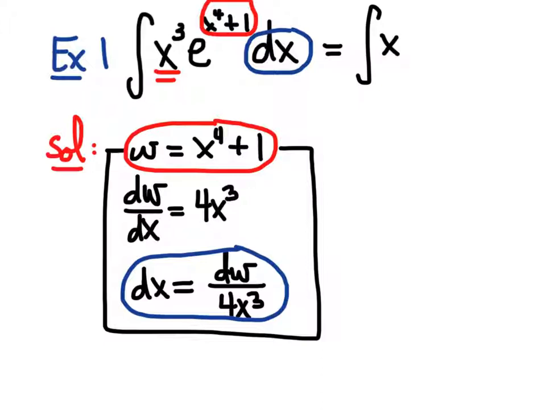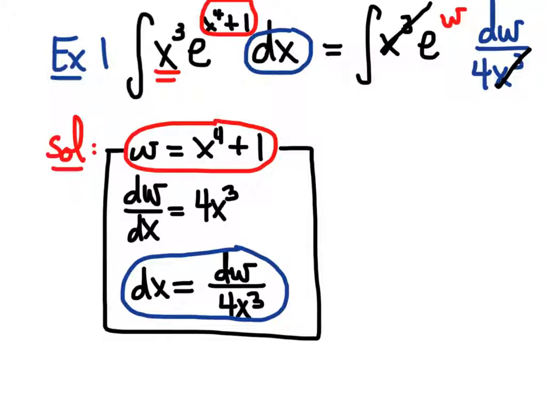So we have the integral of x to the third e to the w times dx, which we're going to replace with dw over 4x to the third. And in doing so, we notice that the x to the thirds are going to cancel, which is exactly what we wanted. And we're left with the integral of e to the w over 4, all with respect to w.